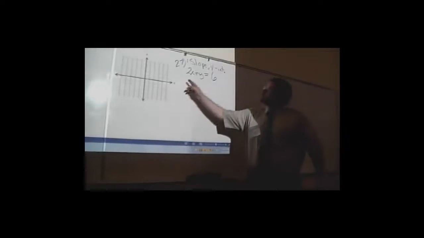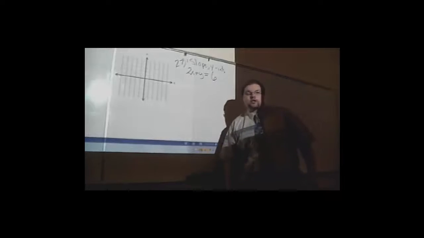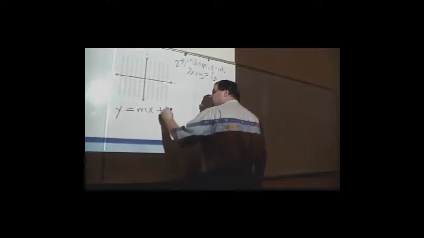Okay, so this is number 27. This is 2x plus y equals 6. The instructions say graph using the slope and y-intercept. So in this case, we have to graph differently. Slope and y-intercept means that the equation must be in the form y equals mx plus b.